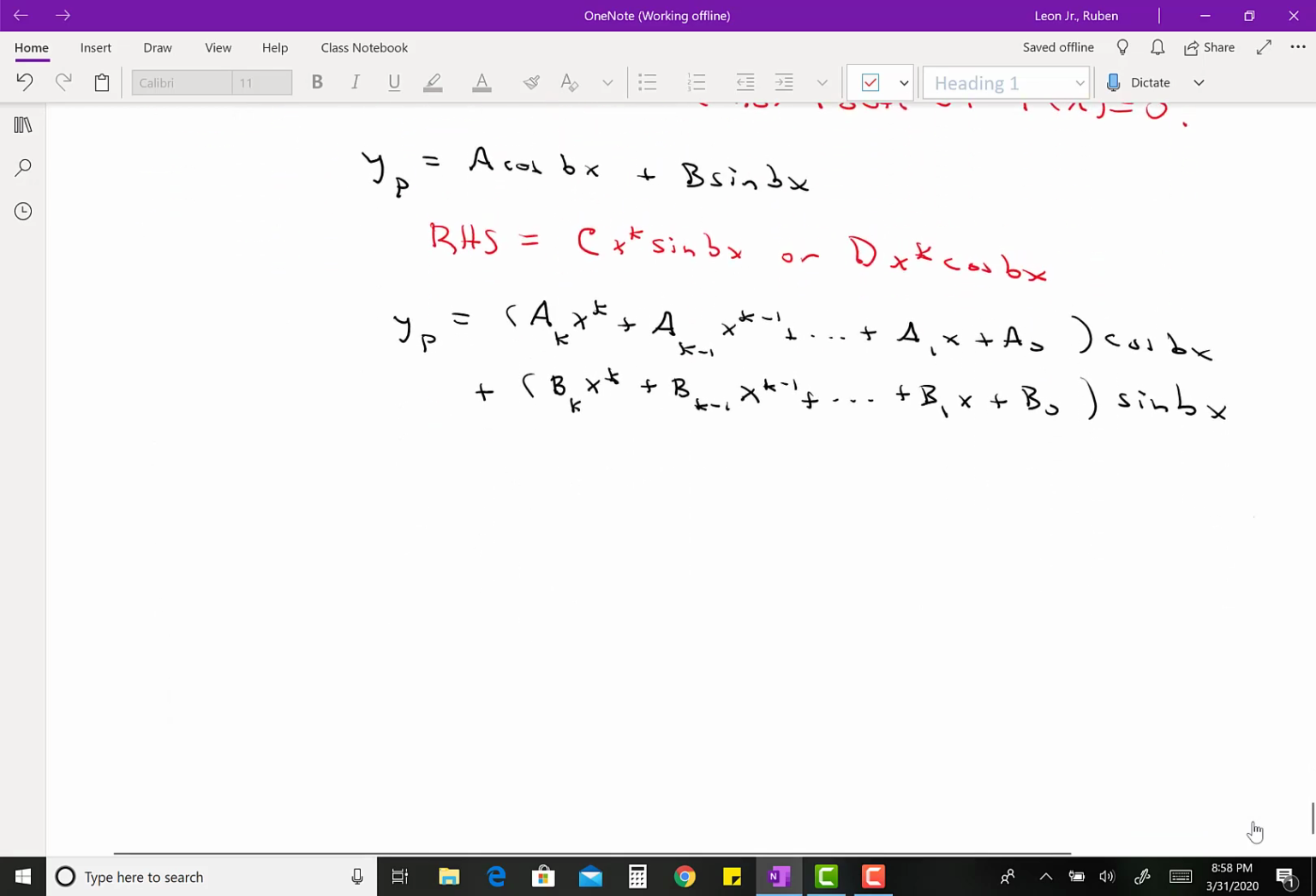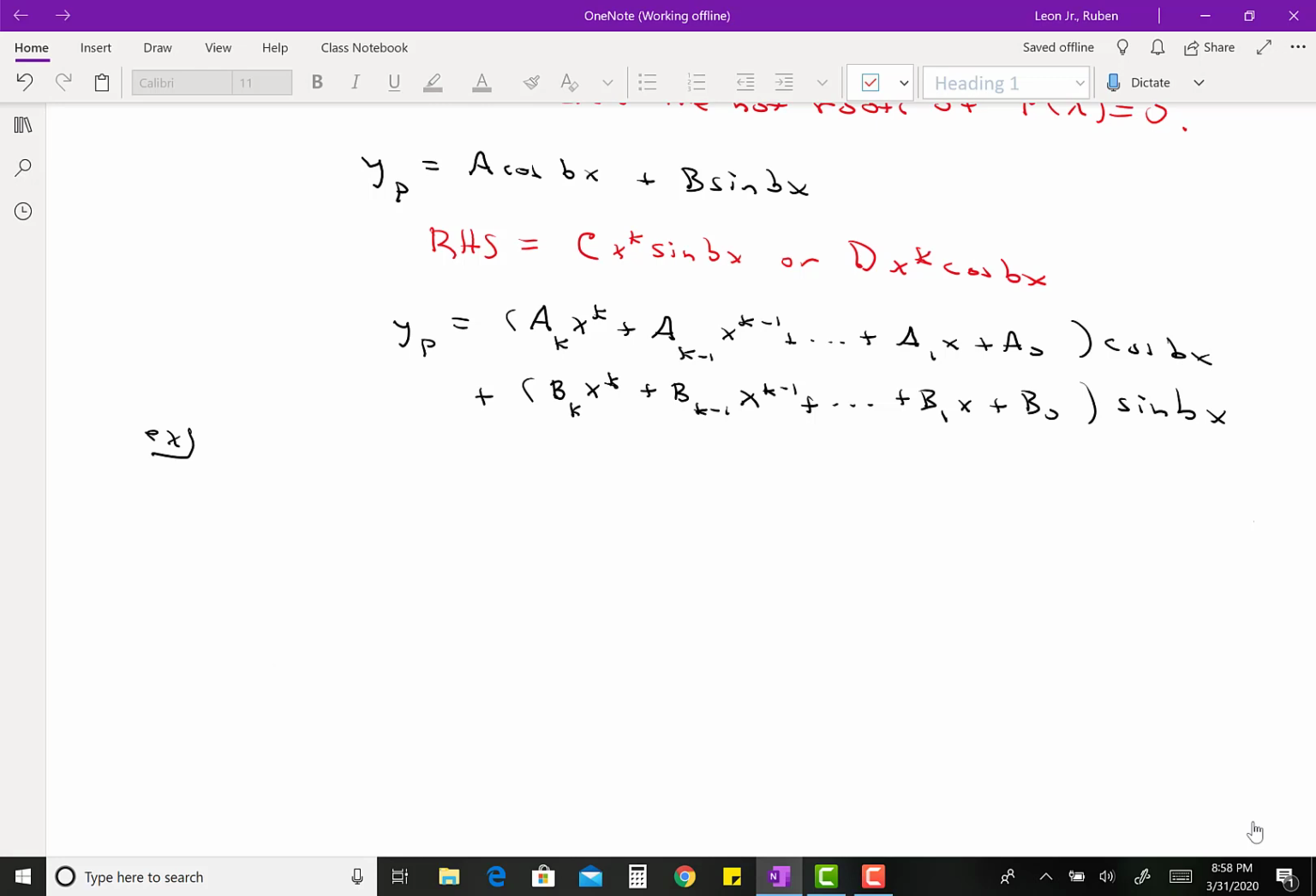Let's take a look at our next example. For this example, and pretty much for the rest of the examples, I'm just interested in finding the form of y sub p without finding the actual constants. So let's consider the directions altered a little bit. Find the form for y sub p. All this means is that we're going to find y sub p without actually substituting the y sub p back into the differential equation. So we're eliminating the case where we need to set up a system of equations and solve the system.